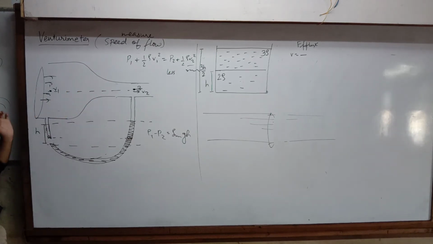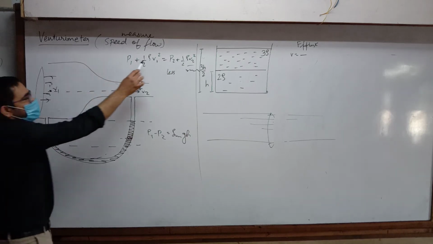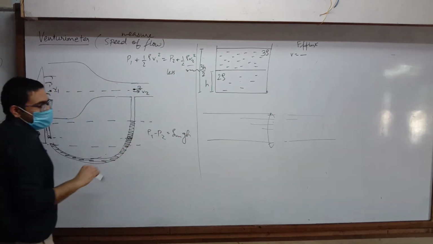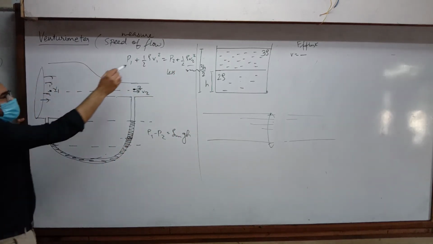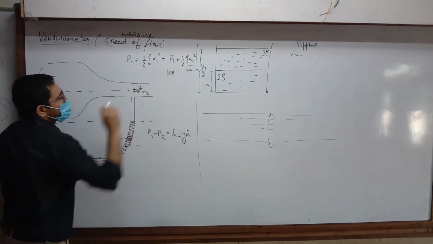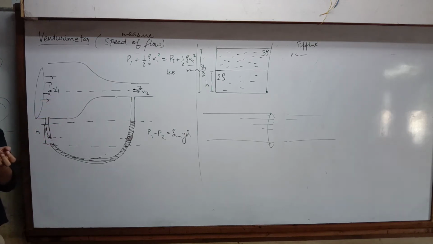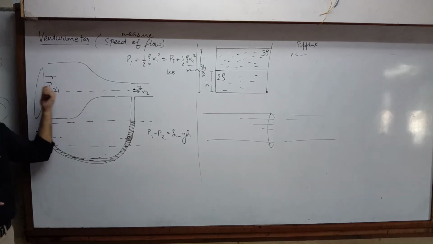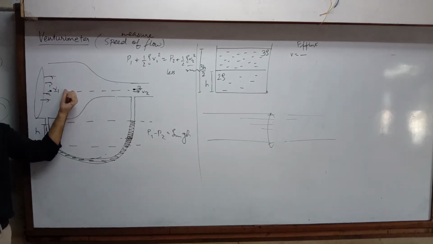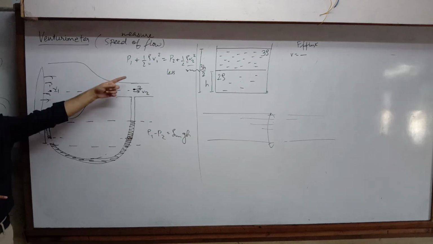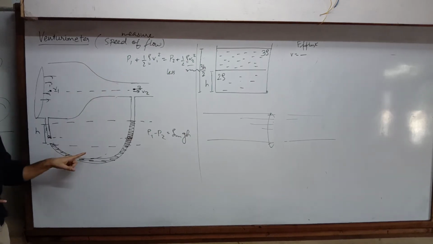But I would like all of you to be careful. This density and this density, they are not the same. What's this density? Density of the fluid which is flowing. Suppose you are measuring the speed of blood in the vessels, then this would be the density of blood. Suppose you are measuring with how much speed water is flowing in a pipe, then this would be the density of water. On the other hand, this is the density of the liquid in the tube. Difference clear? Okay?